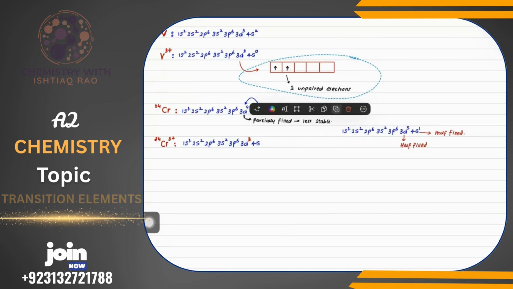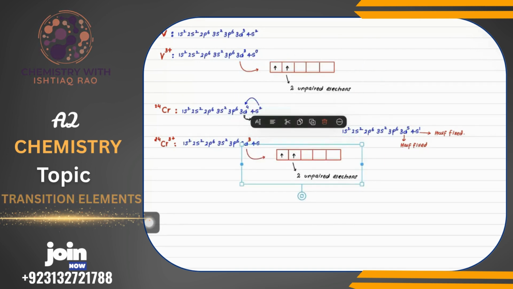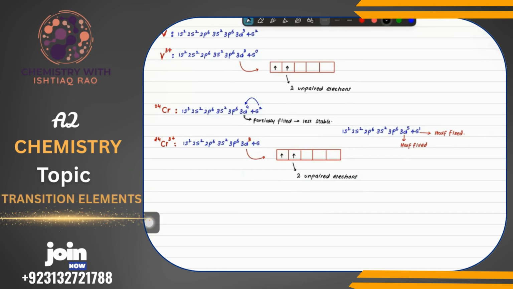Now I can say that it's going to have three unpaired electrons. Since it has three unpaired electrons, yes, it's a transition element, because in its ionic state it has unpaired electrons. Okay, so chromium is also a transition element.